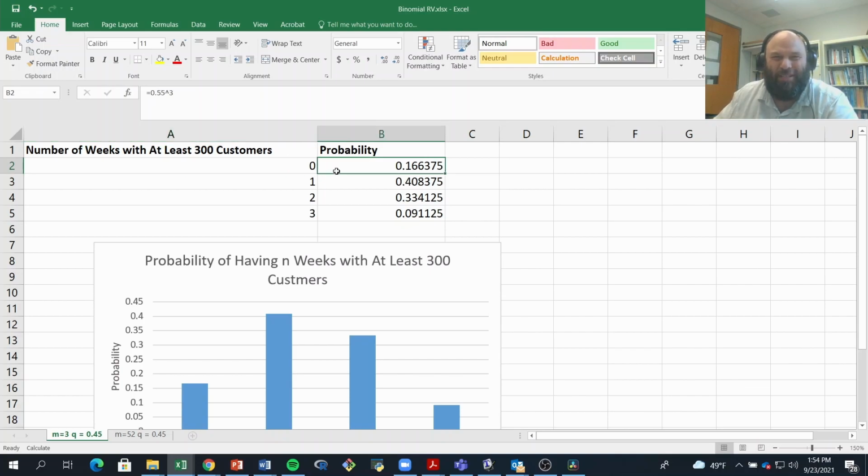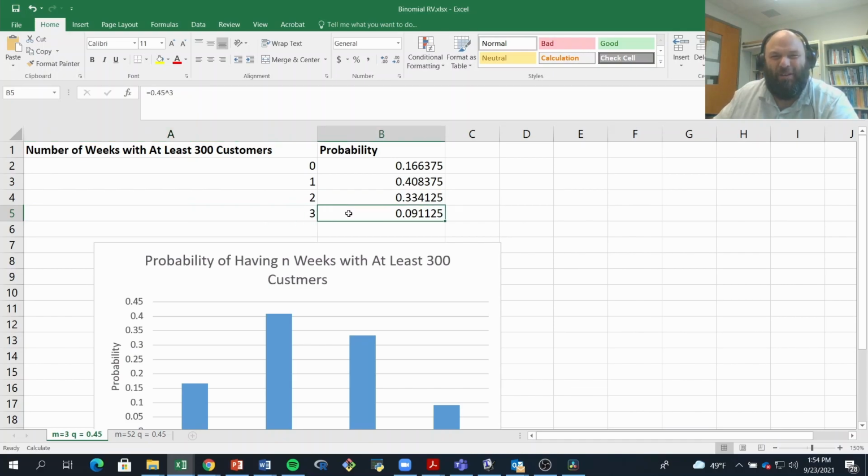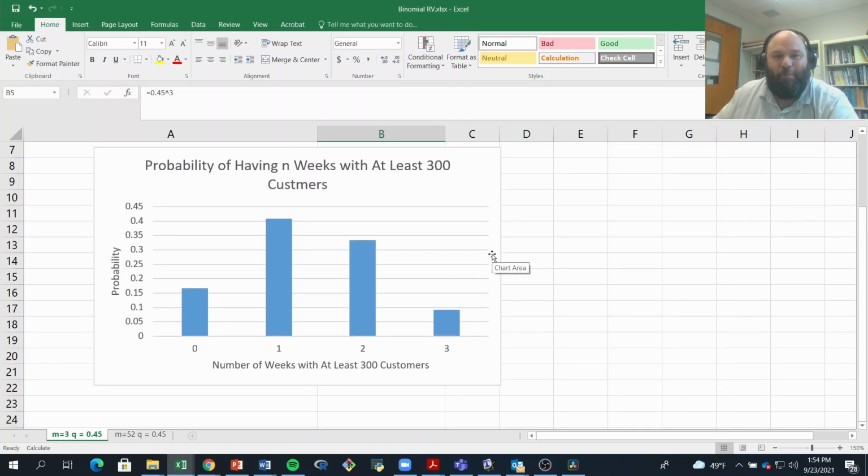That's about 16.6%. Having 1 is about 40.8%. 1 week with more than 300 customers. 2 weeks with more than 300 customers is about 33.4% probability. And having at least 300 customers all 3 weeks is about 9.1%. Keep in mind that if 300 per week is our break-even point, it's not looking terribly good. Here's the graph. It might look to you like there's a slight skew. But what's actually happening is these probabilities are getting more and more symmetric.